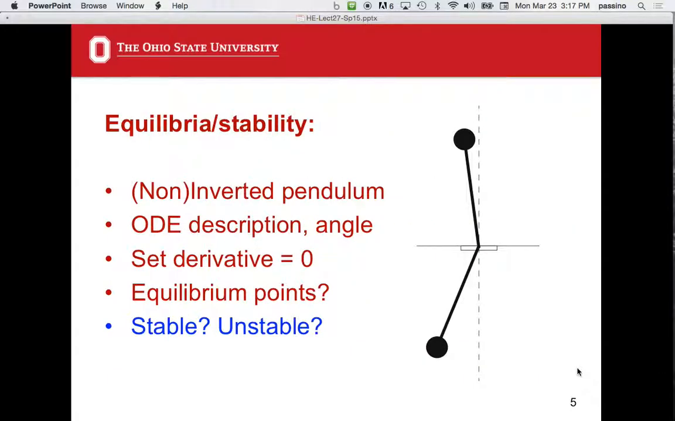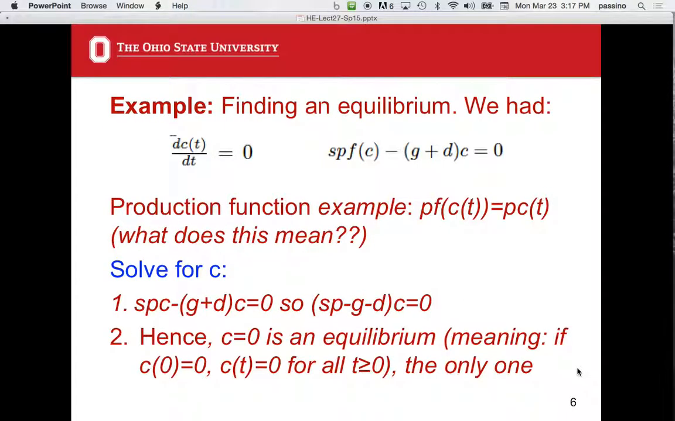Okay. So equilibria are found: I take the derivative and set it to zero. And then you can ask the question whether it's stable or unstable, etc. Okay? Let's do an example of finding an equilibrium. For the system we were working with before, that would mean we'd take dC/dt, the slope, and let it equal zero, we'd have stagnant growth. So what that meant, just copying from above, I'd have this system equal to zero. Okay?